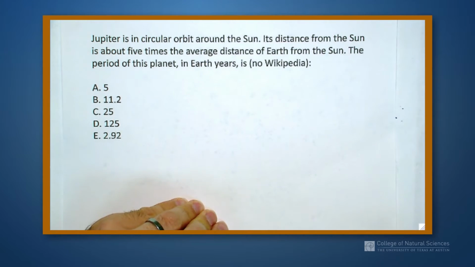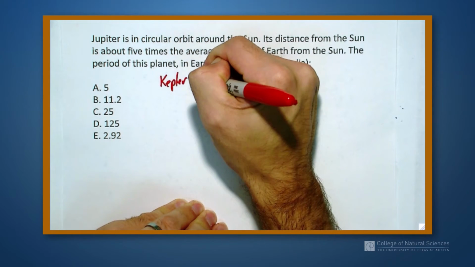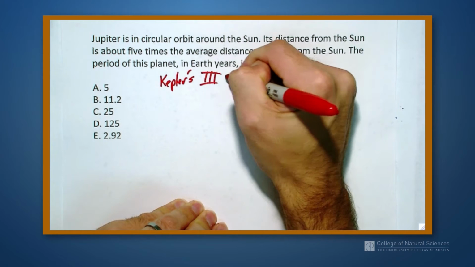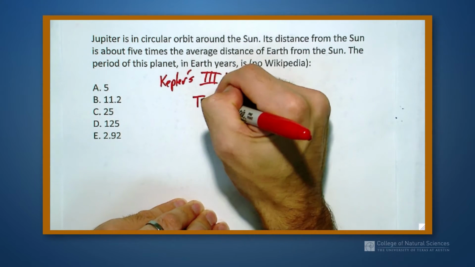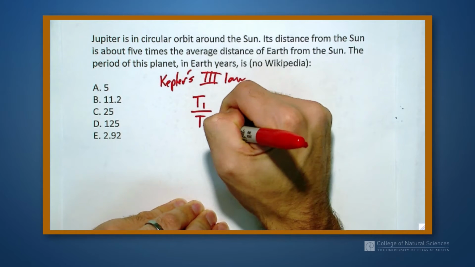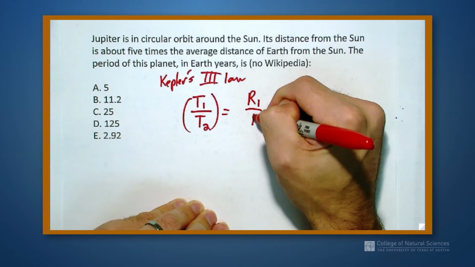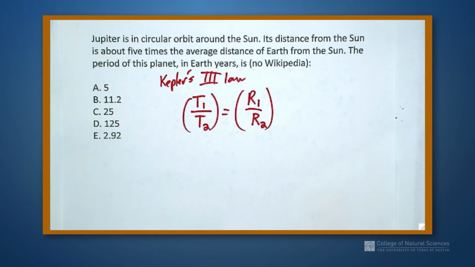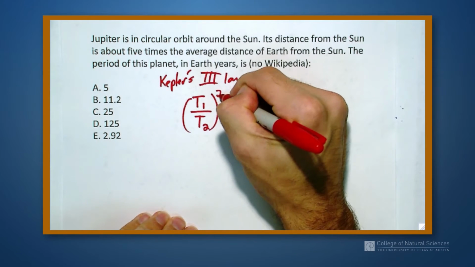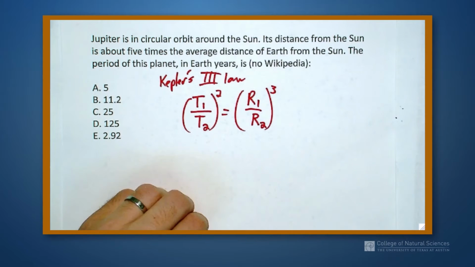Well, I know from Kepler's third law that I get a wonderful equation that relates the period of one object to the period of a second object, and the radius of the first object to the radius of the second object. And if we remember this equation, I've got to get my right values. It's T squared over period squared, radius cubed.